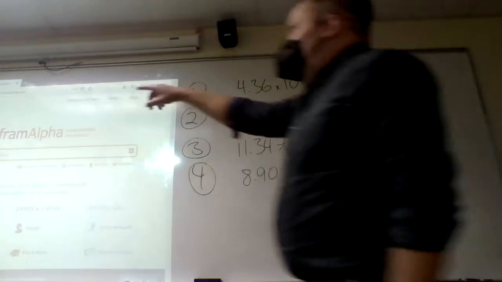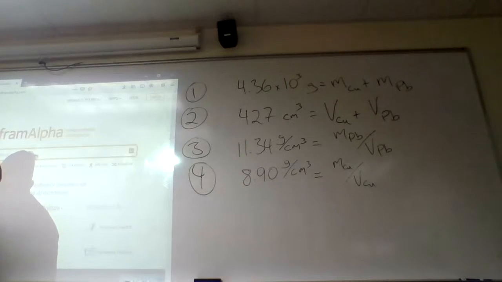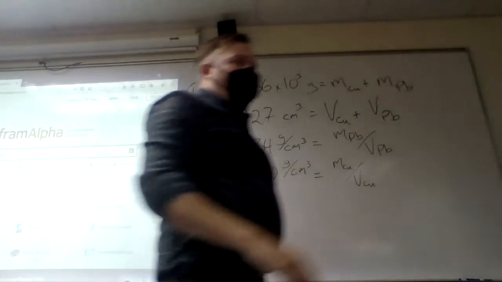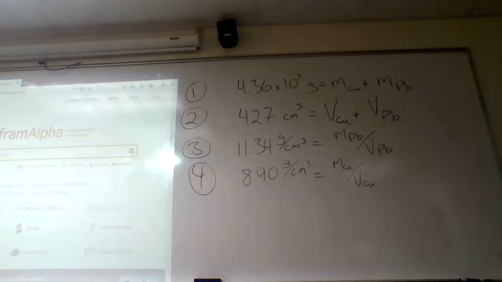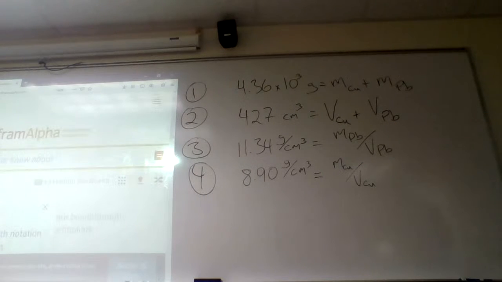But especially once I get to where there's only one variable, if I don't want to do this by hand to get a number, I can just replace volume of lead with X. And I can type in here 11.34 times X plus 8.9 times 427 minus X equals 4.36 e to the 3. Solve for X.